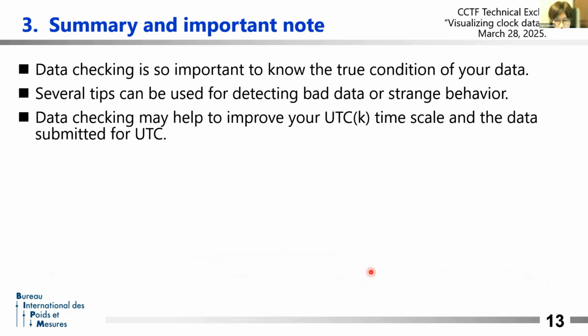That's all for the mentioned tips, and here is the summary and important notes. Data checking is so important to know the true condition of your data. Measurement data often becomes dirty due to many non-essential causes, such as instrumental anomalies, non-stable power supply or room temperature, inappropriate pre-processing, etc. Analyzing the data from various standpoints is so important to maintain the essential quality of measurement data.